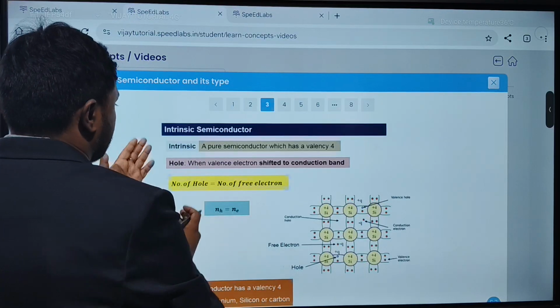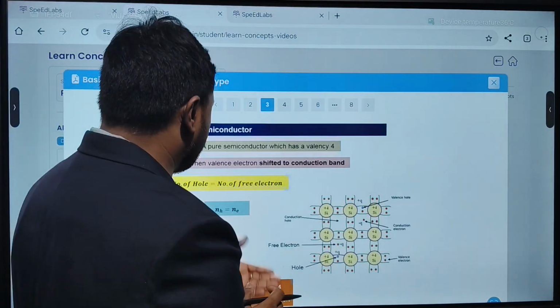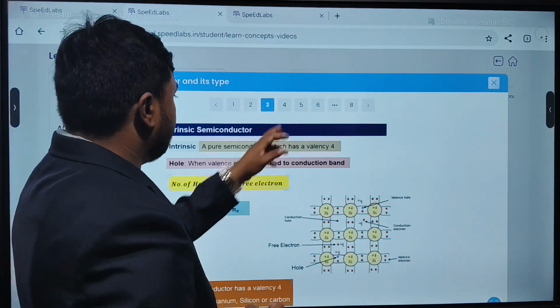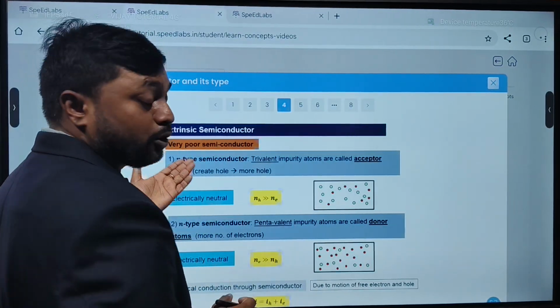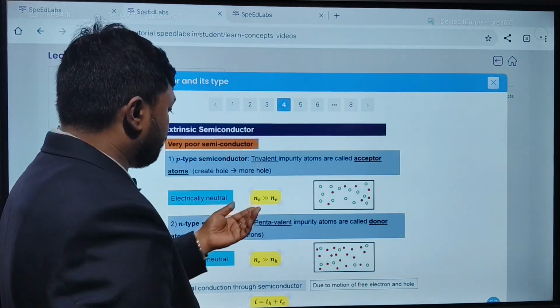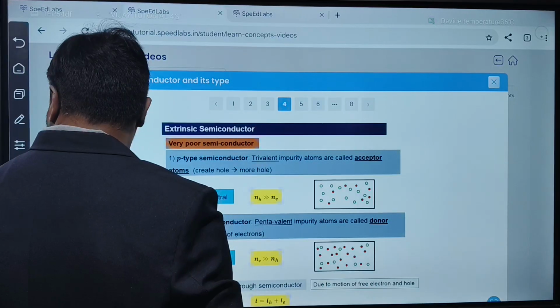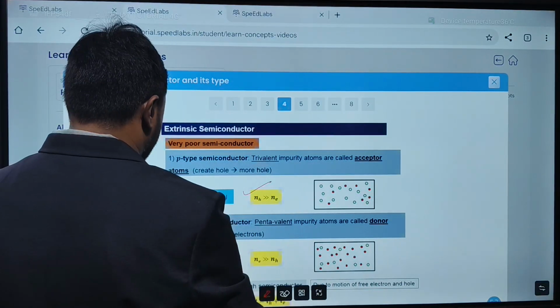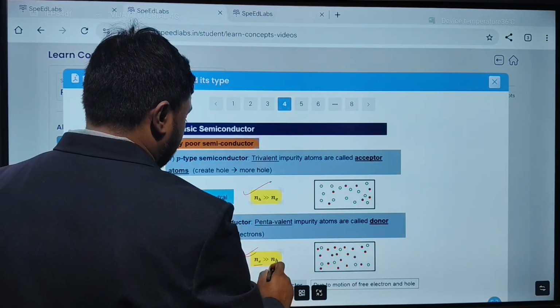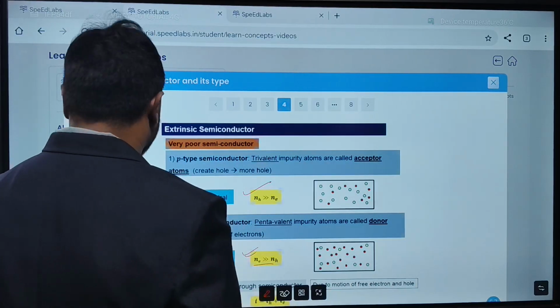In case of intrinsic, the number of holes and the number of electrons are equal, Nh is equal to Ne. In case of extrinsic, that is p type and n type, in p type the number of holes is far more than the number of electrons. In n type, the number of electrons is far more than the number of holes. Yes or no?